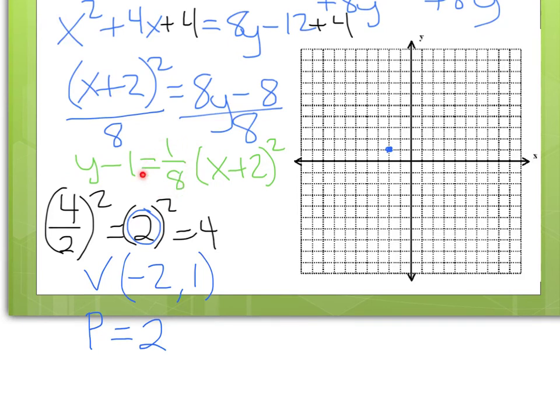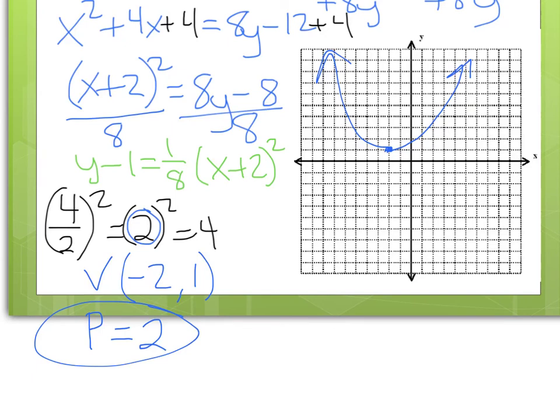Since this is positive, there's no negative sign up front, we know it's opening up. So it should look something like this. Here's a rough sketch of what the parabola will look like. Now we can put in our focus as well as our directrix. We use p to help us determine that.